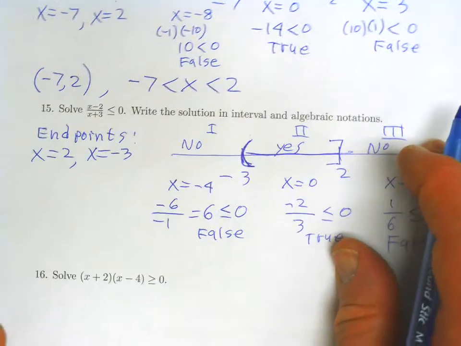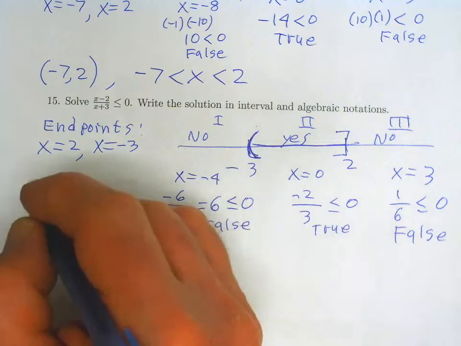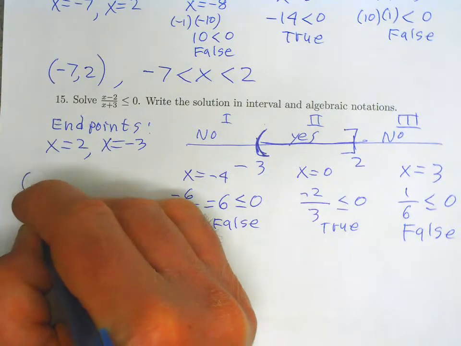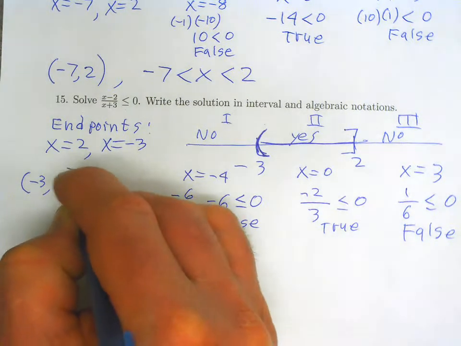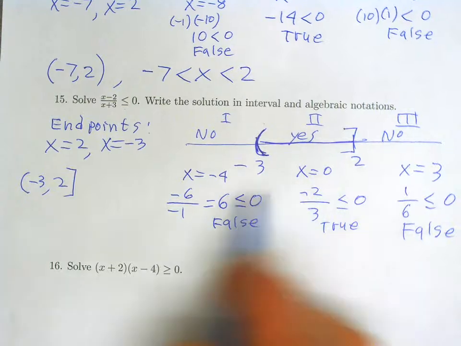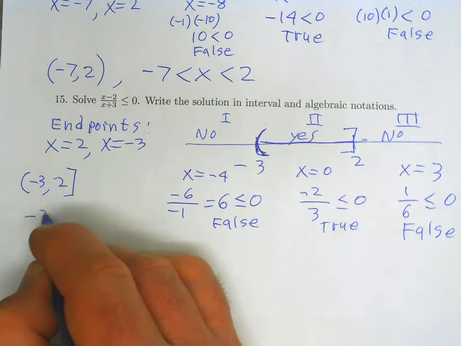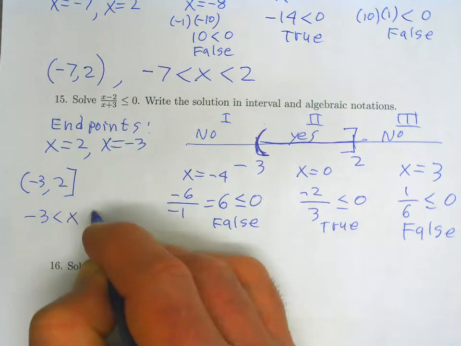Okay, so just a couple more things. The interval notation for the solution set is parenthesis -3 comma 2 bracket. And the algebraic notation, -3 is less than x, which is less than or equal to 2.